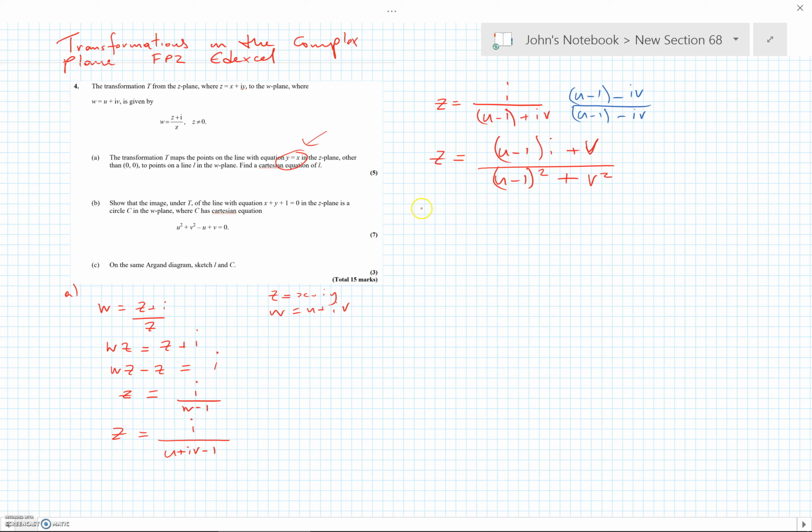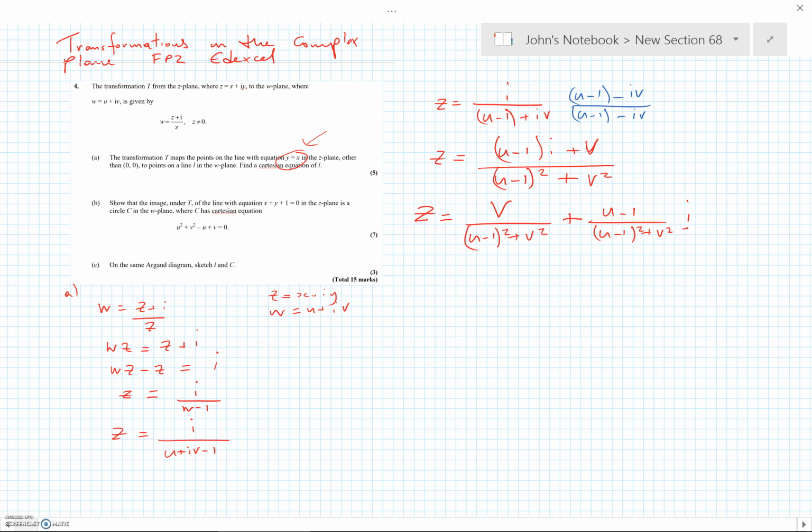Okay, now let's get this into a real and imaginary form. Let's get the real part first: v over ((u minus 1) squared plus v squared), plus (u minus 1) over ((u minus 1) squared plus v squared) i.